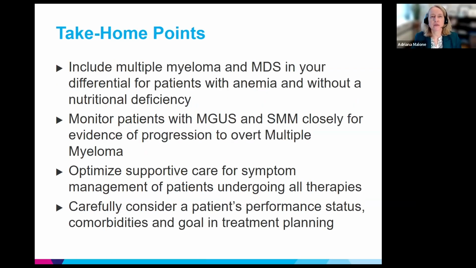And so finally, a few take-home points. So please include multiple myeloma and MDS in your differential for patients with anemia and without a documented nutritional deficiency. Monitor patients with MGUS and smoldering multiple myeloma closely for evidence of progression to overt multiple myeloma. Optimize supportive care for symptom management of patients undergoing all therapies. And carefully consider a patient's performance status, comorbidities, and goal in treatment planning.